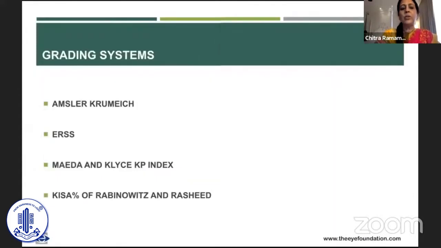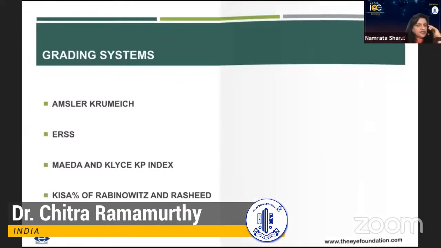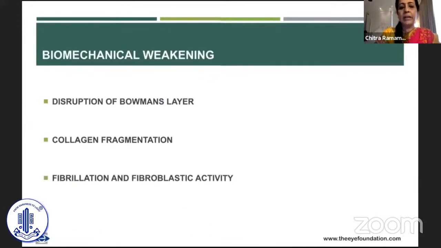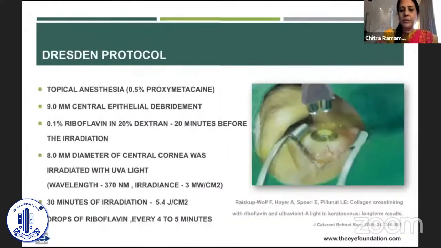We also know that today we stand with sound grading systems which help us identify keratoconus. We also understand it as essentially a biomechanical weakening wherein there's a disruption at the layer of Bowman's layer with collagen fragmentation, fibrillation, and fibroblastic activity which triggers it, and cross-linking, especially with the type 2 anaerobic cross-linking, where nascent oxygen is released, which helps in bringing out active cross-linking, seems to be the way to go.